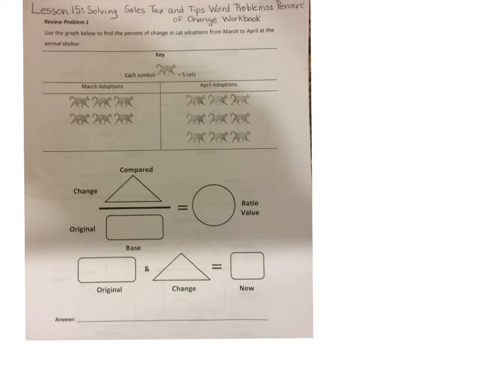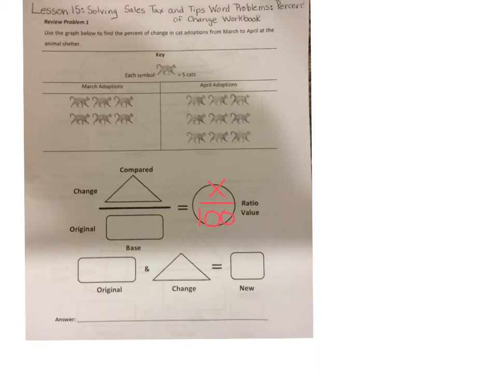Okay, and this is lesson 15, and the review problem from yesterday says, use the graph below to find the percent change in cat adoption from March to April at the animal shelter. So the question is directly asking us to find the percent. So I know the very first thing I'm going to put right here is x over 100 because I don't know the percent. It's also asked me to find the percent of change.